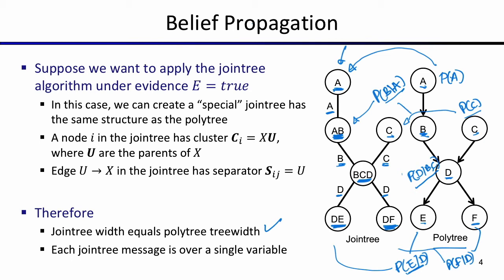And the fact that we have such small separators means that our messages will be really efficient, right? So we're going to send a message over a single variable, so they will require a very small amount of memory to be stored, and they're going to be very efficient to compute. At the same time, our largest cluster has the same size as the largest factor that we have in the base network. So we cannot expect anything better than this joint tree.